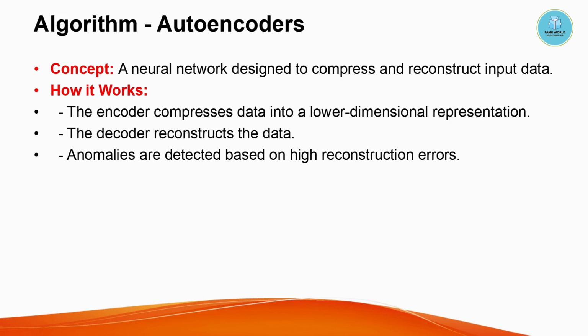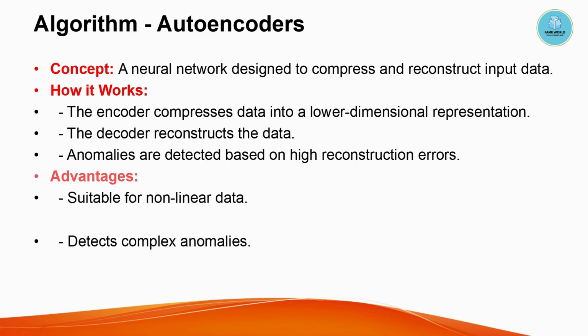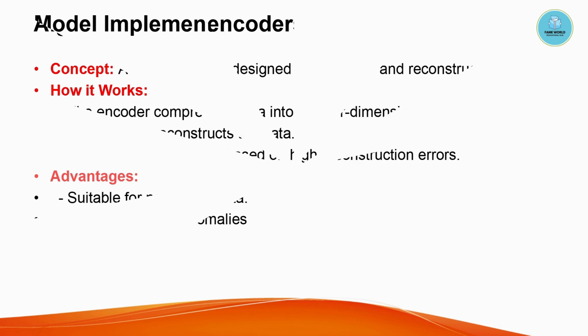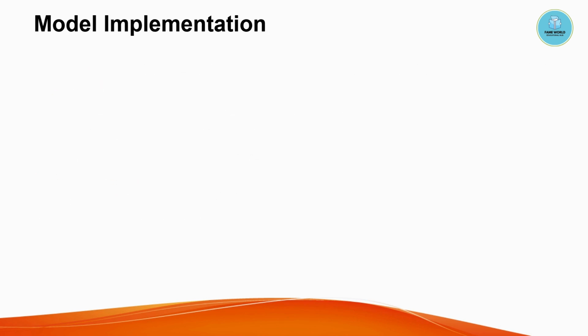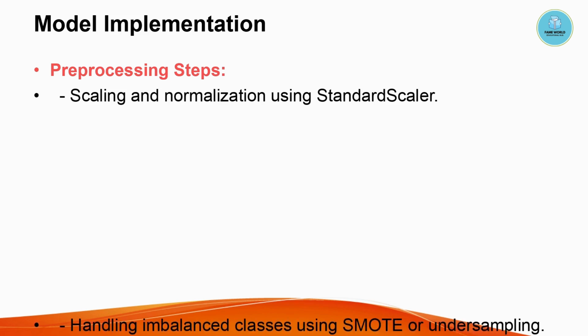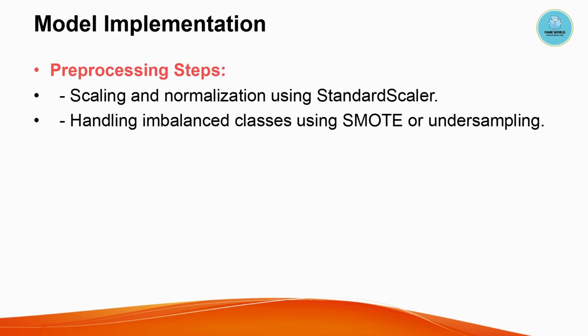Advantages of autoencoders include their ability to capture complex, non-linear patterns in data, making them especially useful for detecting intricate fraud patterns that simpler models might miss. Now, let's look at how these models are implemented. First, data pre-processing is crucial. We start by scaling and normalizing the features to bring all variables to a comparable scale. This helps improve the performance of both isolation forest and autoencoder models.